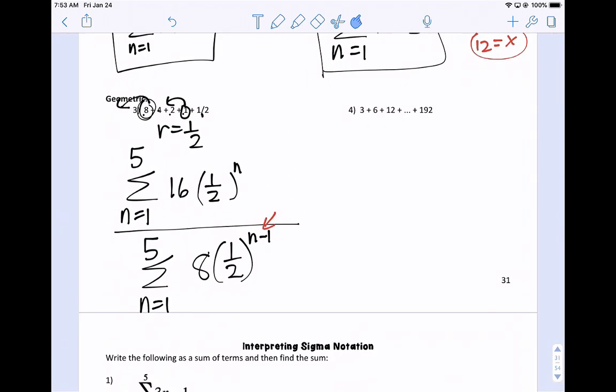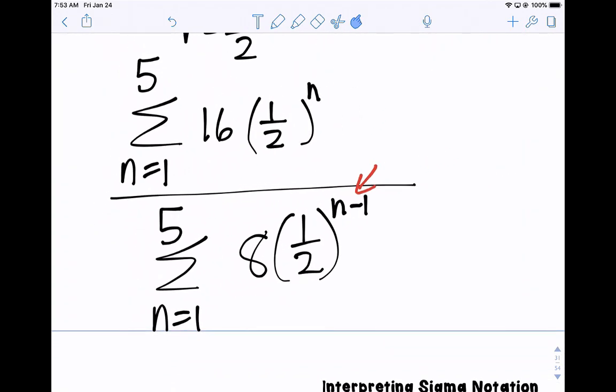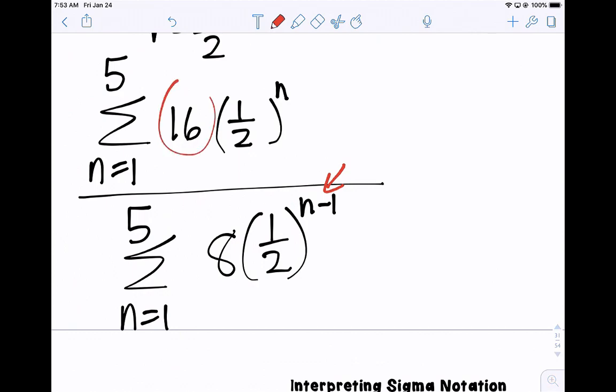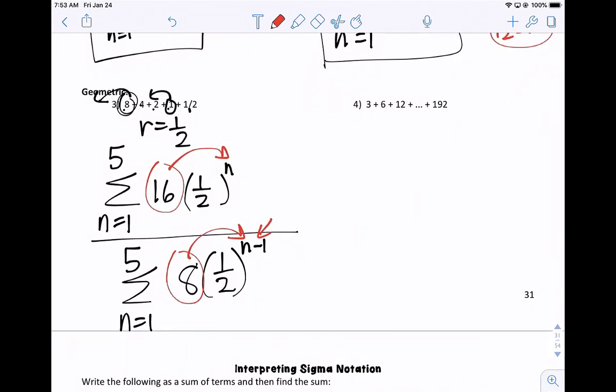All right, so there are two ways to write this. You can either start at 16 and start at n, or if you want to start at the first term, then you have to push it back or explain in your equation that you did start at the first term, so n minus 1.